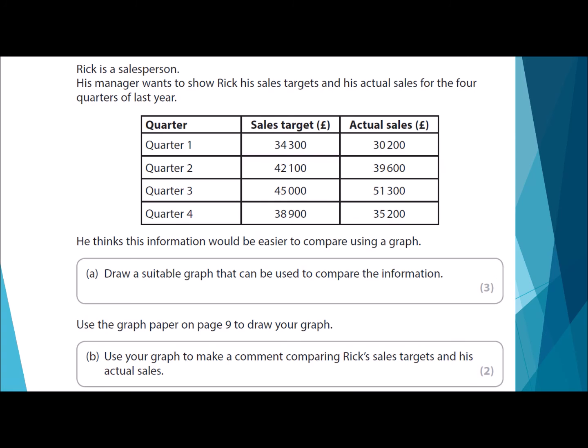Okay, let's move on. Here's another one. This is one, again, if you want to have a go at drawing this graph, you can. If you don't want to draw the graph, you could just do part B, make the comment, or you could just do a rough sketch. So I'll let you pause to do as much as you'd like to, and then we'll have a look on the next slide at the mark scheme.